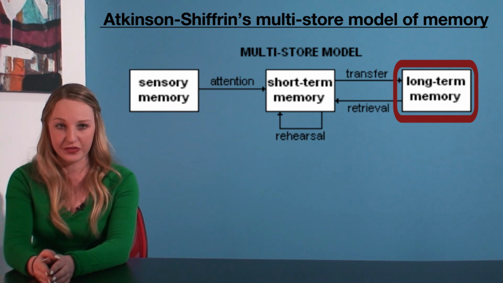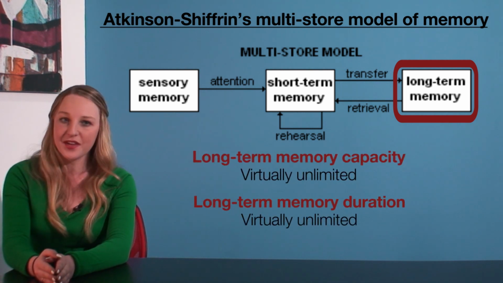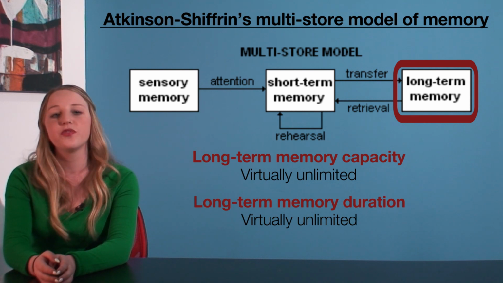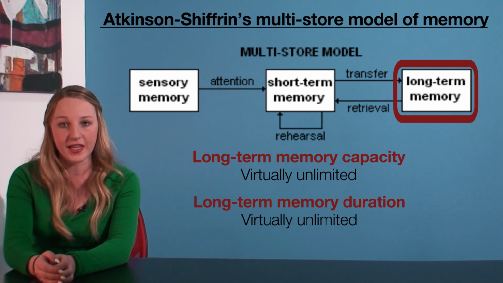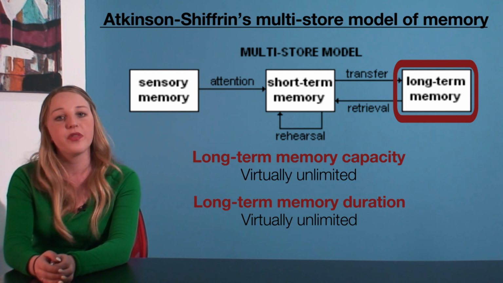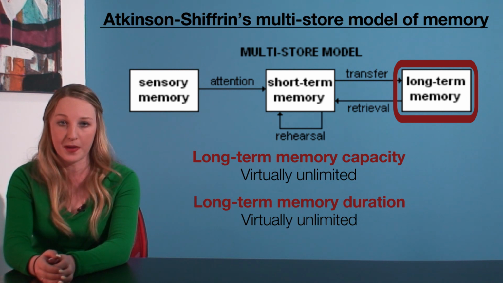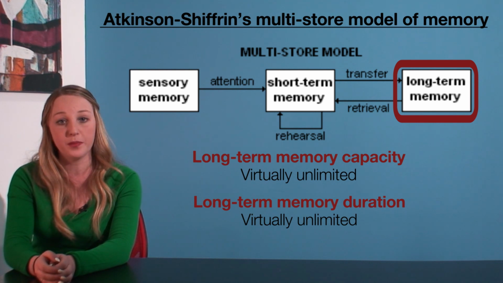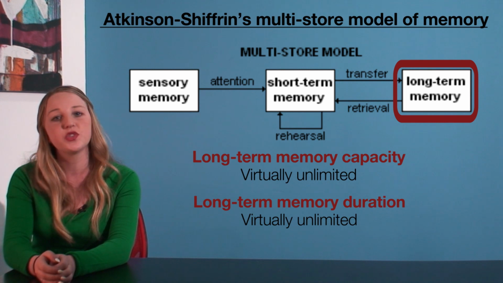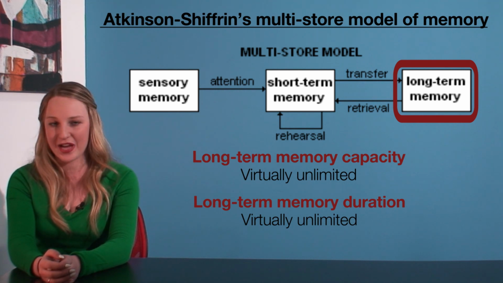According to Atkinson-Shiffrin, long-term memory has both a virtually unlimited capacity and a virtually unlimited duration. The virtually unlimited duration of long-term memory explains why we can remember things from a very long time ago. And the virtually unlimited capacity explains why encoding something new to long-term memory does not require getting rid of something else. It's not like there is a box with finite space and only so many things will fit in. Long-term memory tends to be organized in semantic network theories, which we will look at in good time.